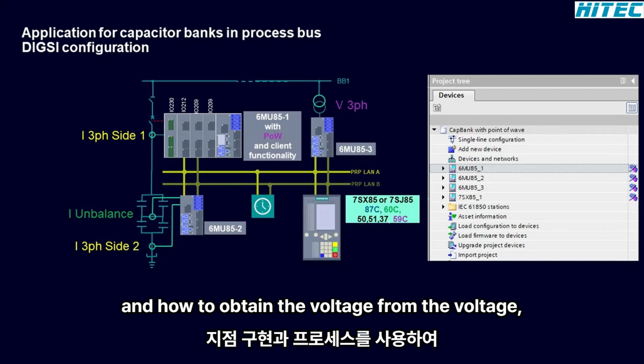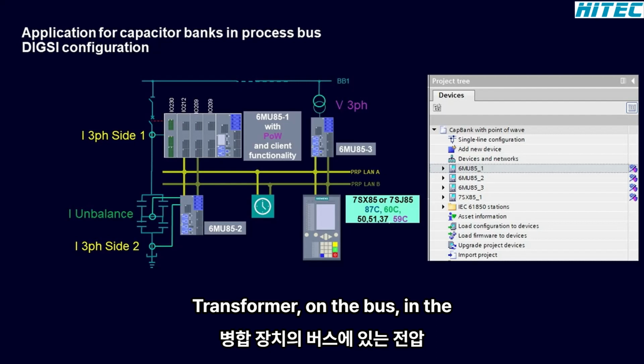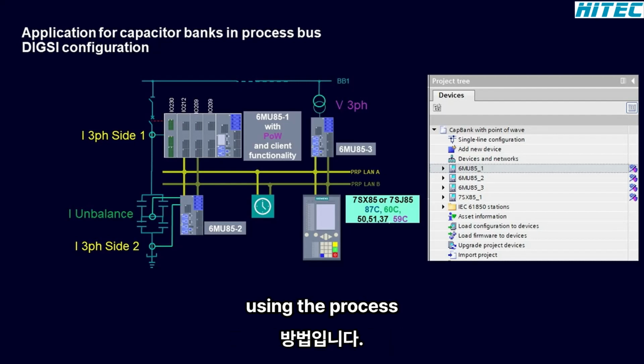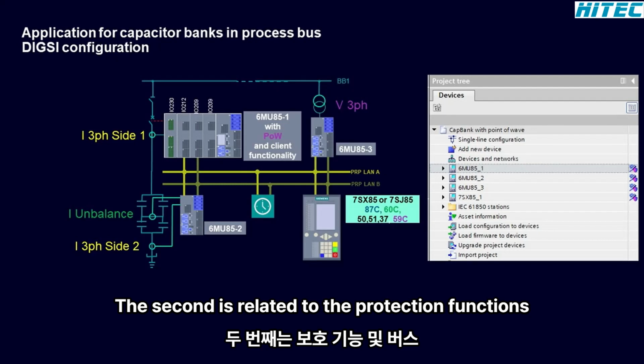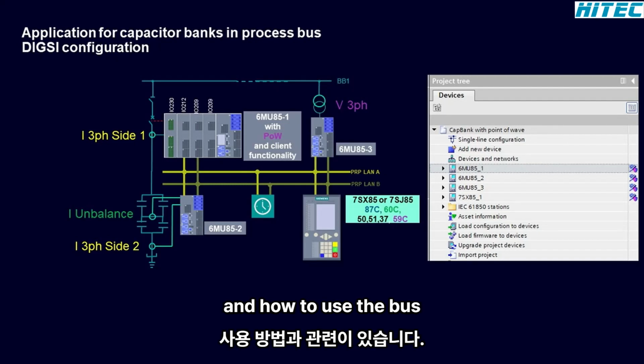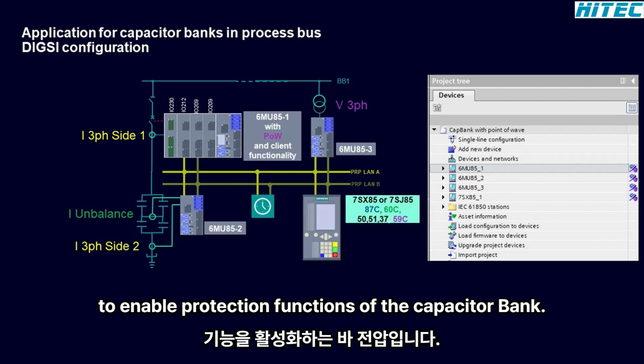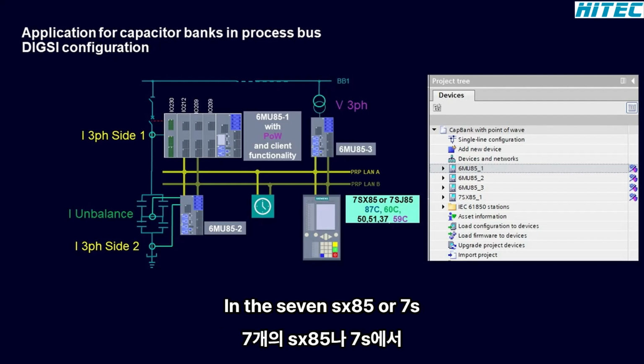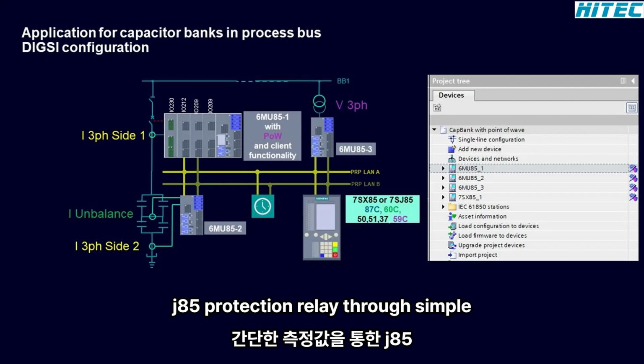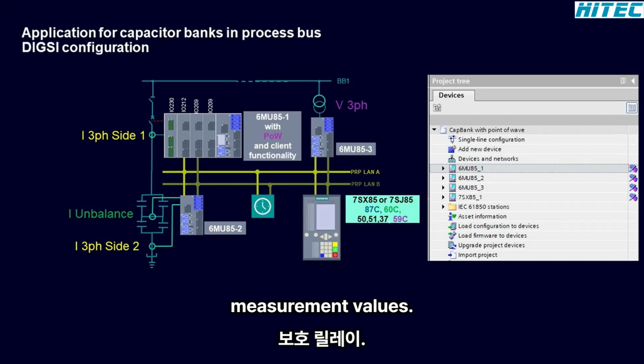how to obtain the voltage from the voltage transformer on the bus in the merging unit using the process bus client functionality. The second is related to the protection functions and how to use the busbar voltage to enable protection functions of the capacitor bank in the 7SX85 or 7SJ85 protection relay through sample measurement values.